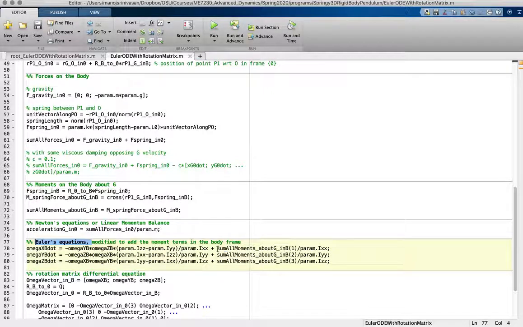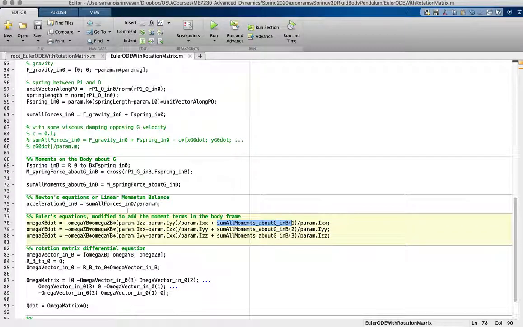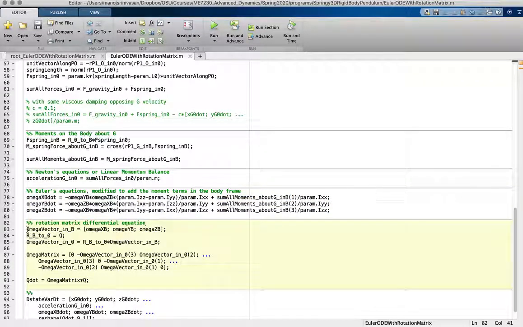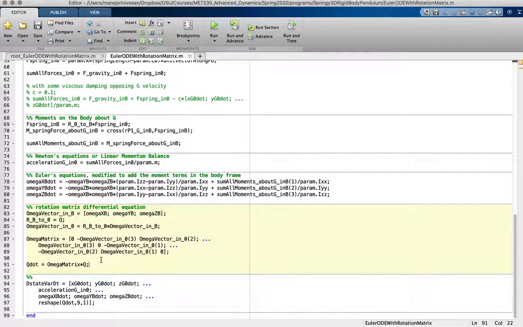And then plus you have the sum of all moments about point G in frame B, represented in frame B, 1, 2, 3, divided by the corresponding principal moments of inertia. So that's Euler's equations in the presence of an external moment. That's what that looks like. This is exactly the same as before. These are the rotation differential equations, exactly the same as before. Q dot equals omega matrix times Q, where the omega matrix is the skew symmetric matrix written using the omega vector written in frame 0. Okay, and that's it.